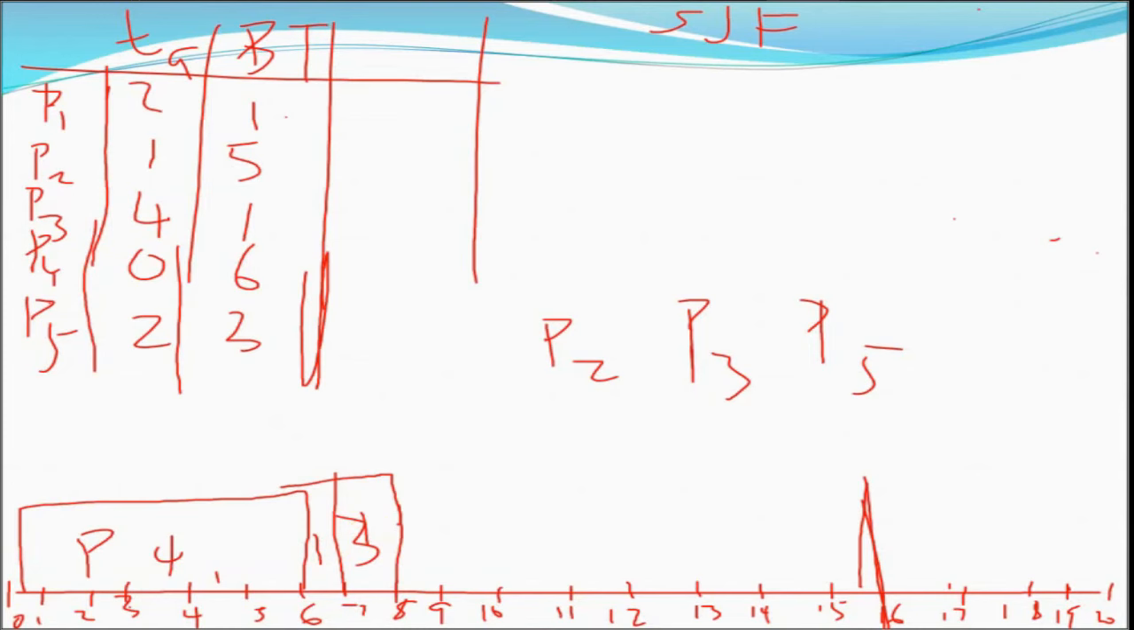Now that this is 3, we know 3 is standing for P3, okay? So P3 is also gone. Now it's left with P2 and then P5. Which one has the shortest burst time? P5. So P5 will finish all the 3.